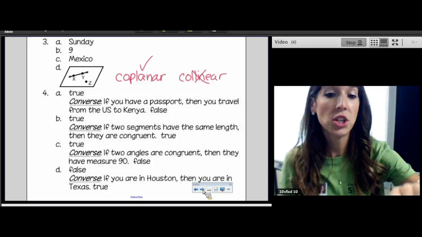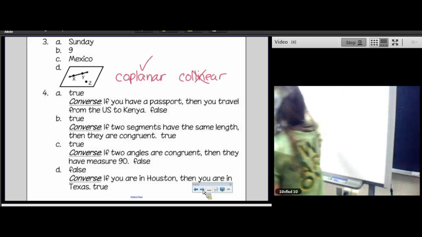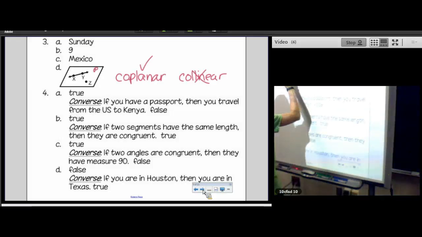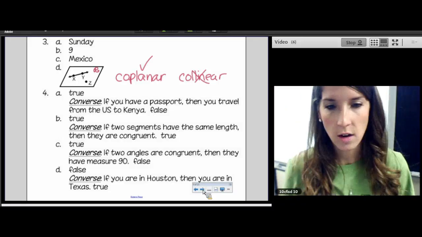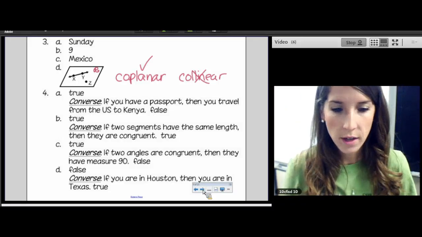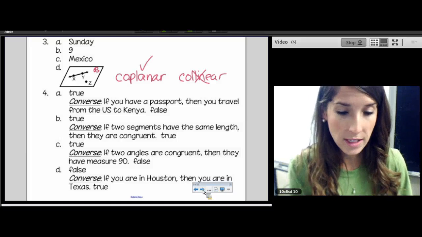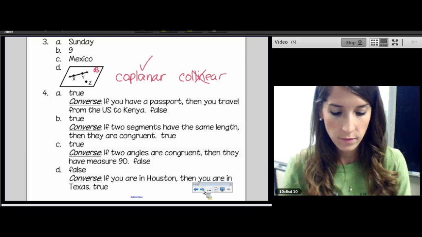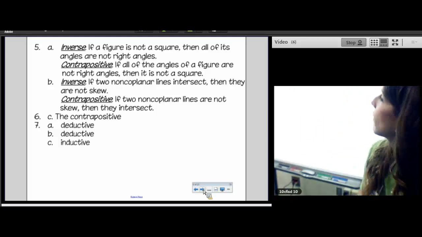So there's a picture of 3 points that are coplanar. They're all in plane, I'll name it R. They're all in plane R, but they're not collinear. They're not on the same line. So that's called a counterexample. Yours says 2 points, then that's an old version. Sorry. Last page. 5, 6, and 7.